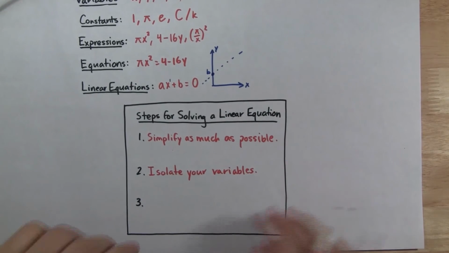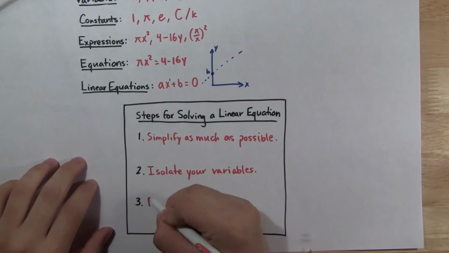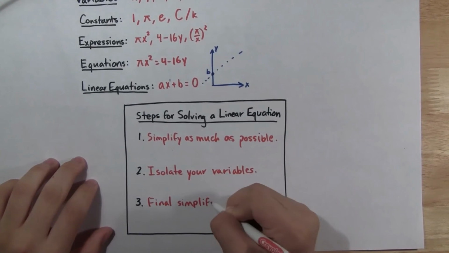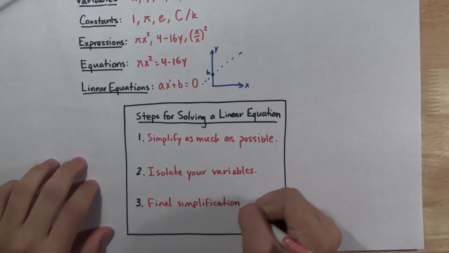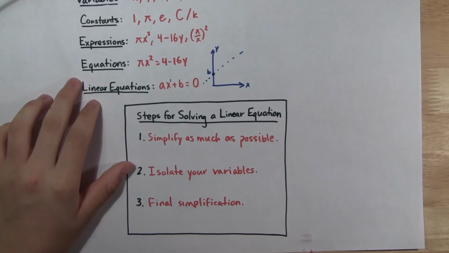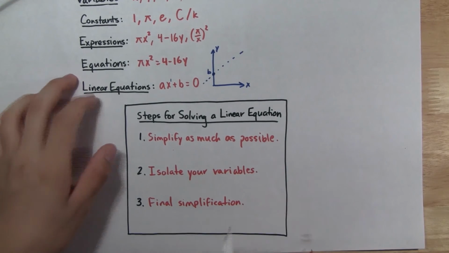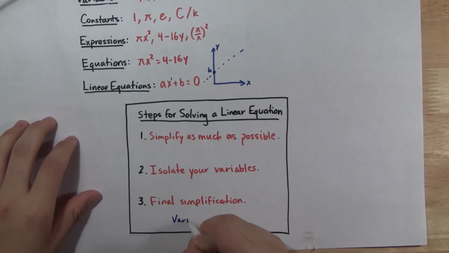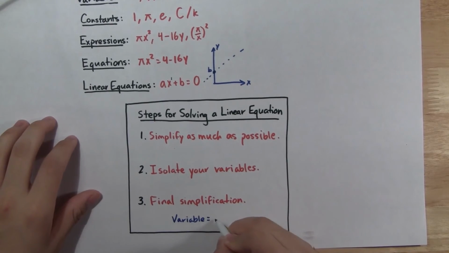And once you do this, you get something that looks like ax plus b equals 0, or ax equals negative b. And so the final step is to do a final simplification. What this does is you'll be able to easily recognize that you're solving for a variable, so you're solving for x or you're solving for y. In that case, you want to divide both sides by a constant term. Once again, we'll talk more about this in the next video. But with the final simplification, your final answer would be something like variable equals some constant.